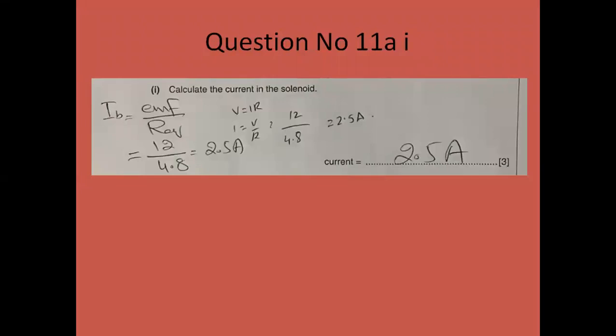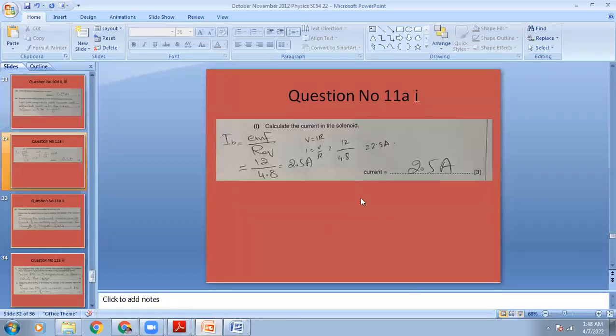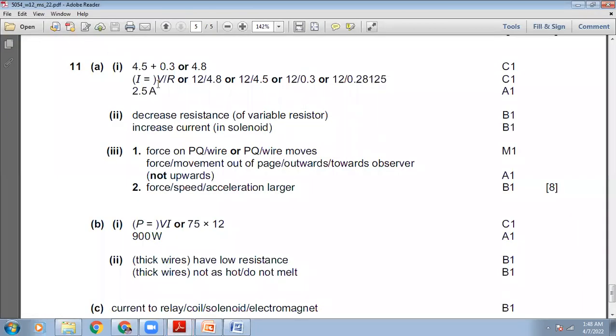Here we go. The current coming from the battery is equal to the EMF divided by R equivalent, the total resistance of the circuit. The EMF is 12 volt, and the total resistance of the circuit will be 4.8 ohm. So 12 divided by 4.8 ohm will be 2.5 ampere. So 2.5 ampere will be coming from the battery. So 2.5 ampere is the right answer.